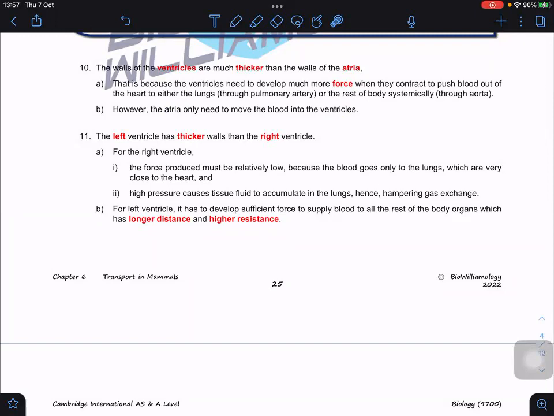So the left ventricle is thicker compared to the right. For the right ventricle, we need to pump the blood to the lung, which is very close to the heart, so the resistance is low. We also don't want too high a pressure, because it would force out a lot of tissue fluid and cause it to accumulate in the lung. But for the left ventricle, we have no choice. We need sufficient force to supply the blood to the rest of our body, except the lung, which is a longer distance, and therefore we need to overcome higher resistance.